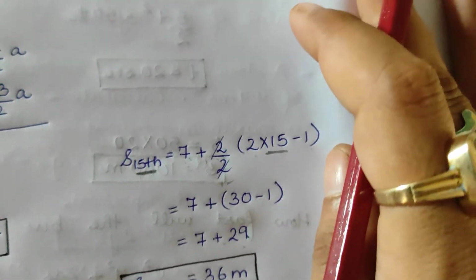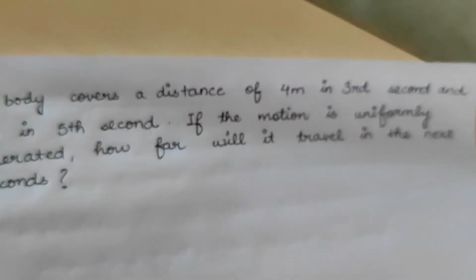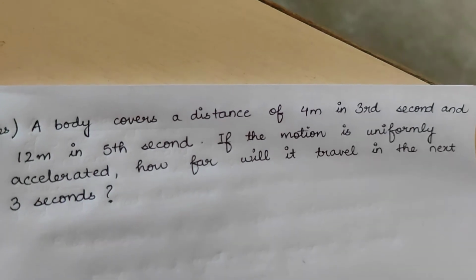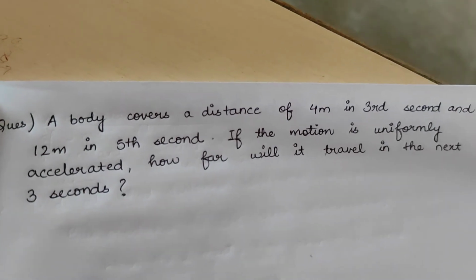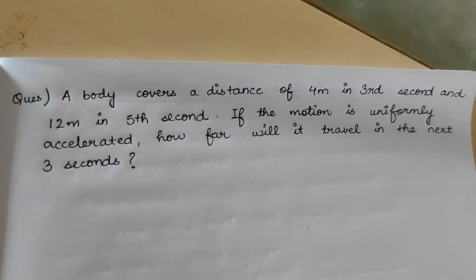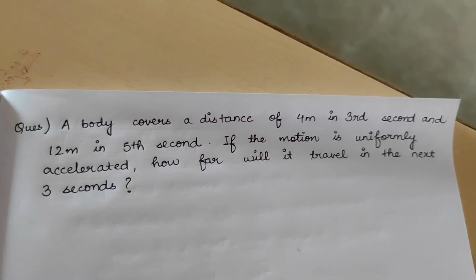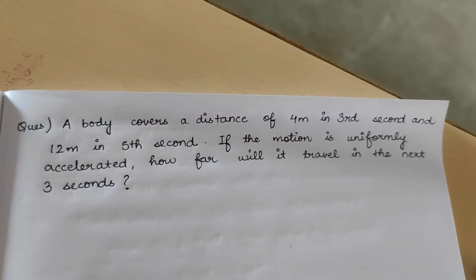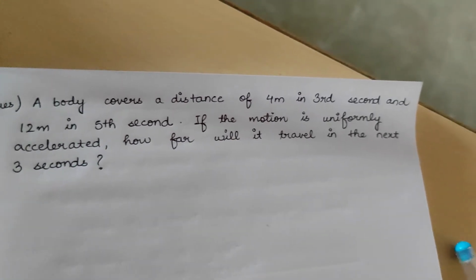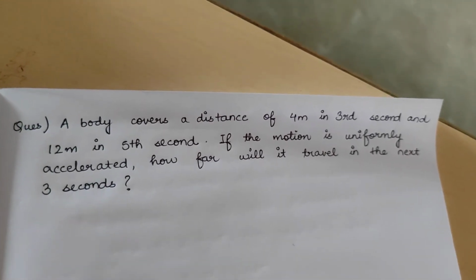I hope you all understood this. Now moving to the next question in this category: a body covers a distance of 4 meter in the 3rd second and 12 meter in the 5th second. If the motion is uniformly accelerated, how far will it travel in the next 3 seconds?